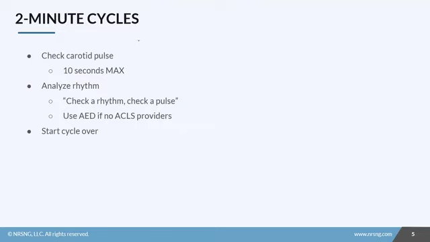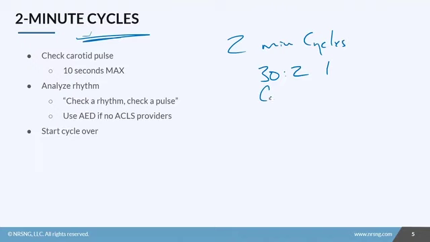So another thing we want to talk about are these things called 2-minute cycles. What's going to happen is you're going to have this 2-minute cycle of compressions, and it's going to be 30 compressions to 2 breaths. So your compressions, and you're going to have your breaths. And you're going to do this. You're going to continue 30 compressions, 2 breaths, 30 compressions, 2 breaths, and you're going to do this for 2 minutes. You want to make sure that somebody is timing this.